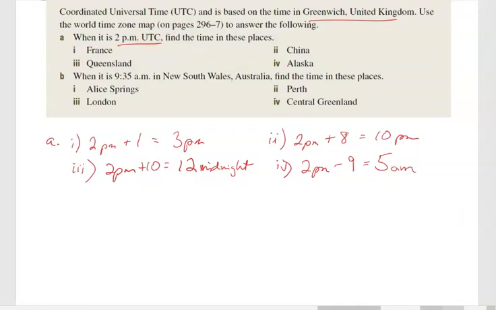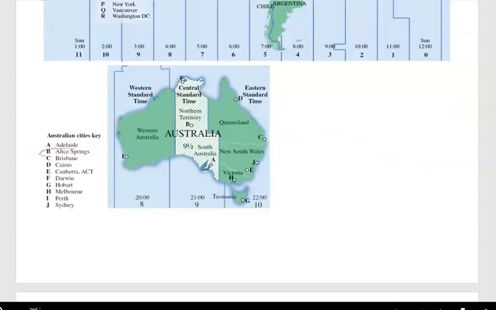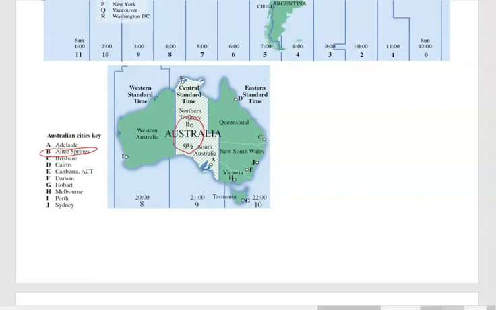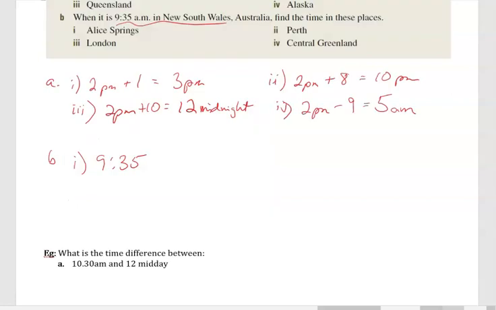Now, same thing now. In Australia, it's 9:35 in New South Wales. So then let's figure out what it is in Alice Springs. If it's 9:35, Alice Springs is B on our map. So that's here. So they're in that 9.5 hour. Because it's west, we're going to subtract half an hour, and I know that half an hour is 30 minutes. So that means our time will be 9:05. Still be 9:05 a.m. I should put the a.m.